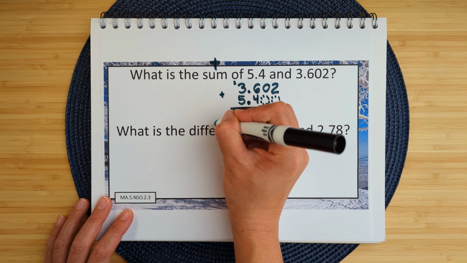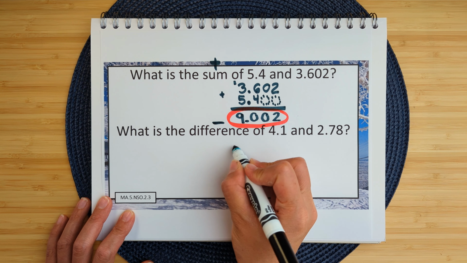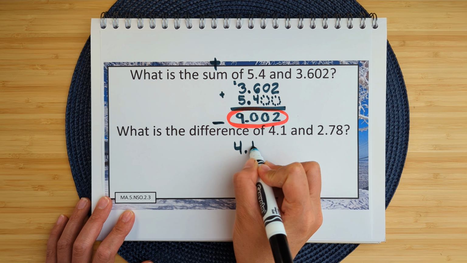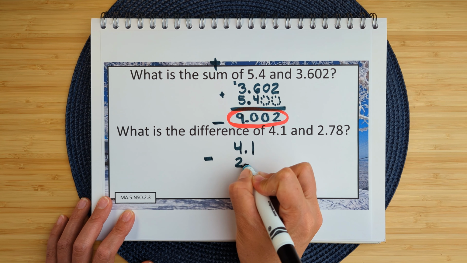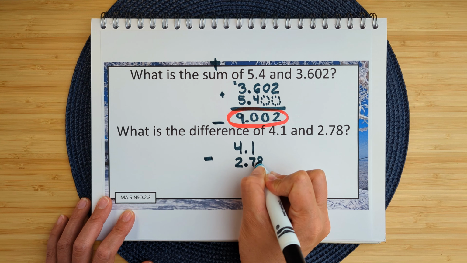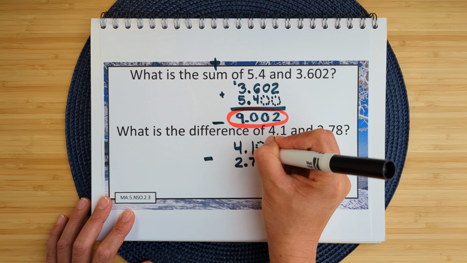All right, what is the difference? So difference means to subtract. So 4 and 1/10, subtract 2 and 78 hundredths. And again, I like to add my invisible 0 up here just to keep track of my place values.